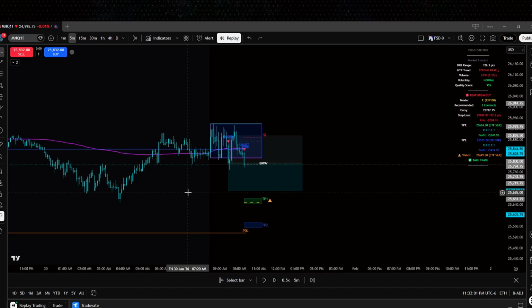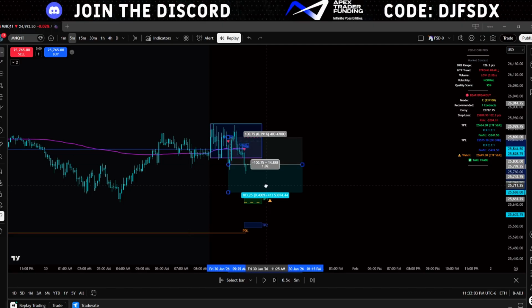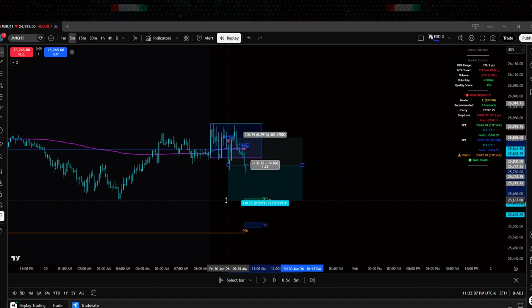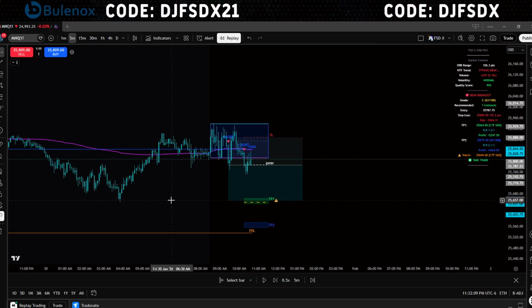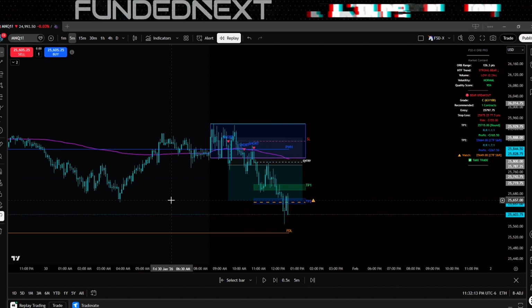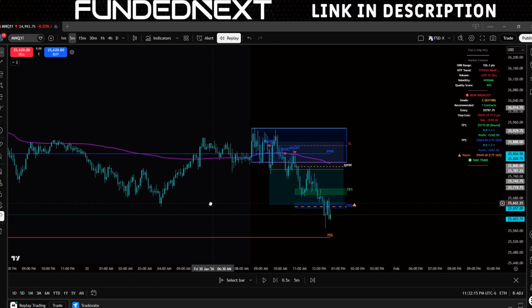I think we get another setup here. Let's see. Yep, also a C. There's a stop loss, pretty much the same, wherever that warning level is. Price kind of chops around and TP1 hit. So we're taking a loss and a win there.